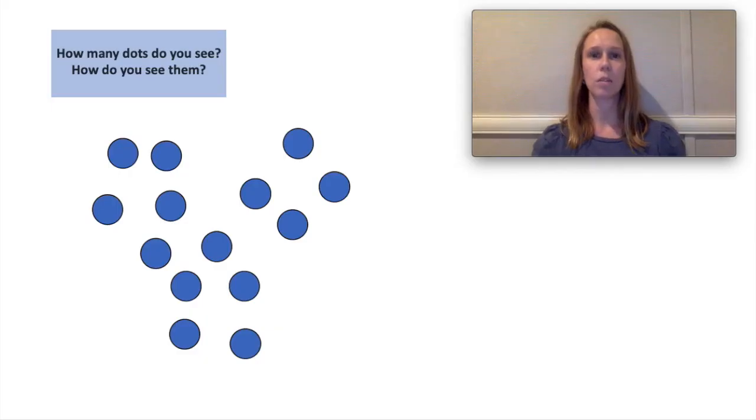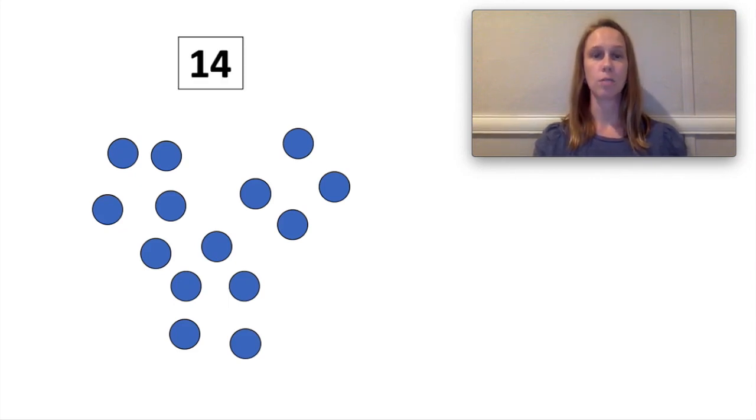We're going to start with some dot patterns, and I want you just to take a minute to count them. How many dots do you see, and how do you see them? When you have an answer, feel free to share it if you have someone sitting with you. But when I counted, I got 14, and there's a bunch of different ways to count.